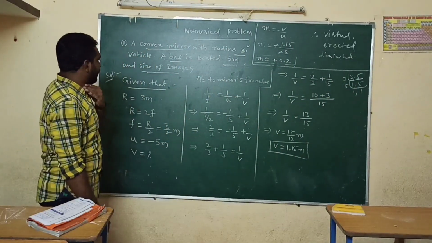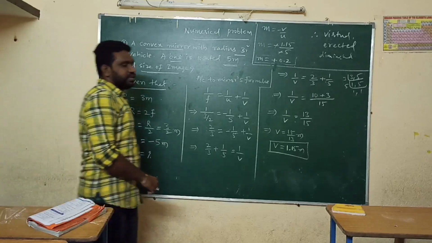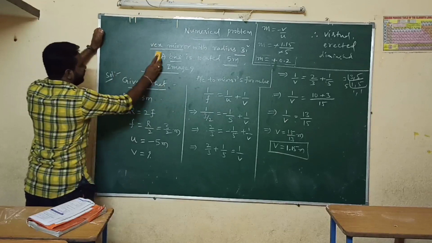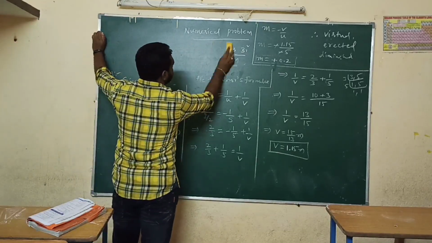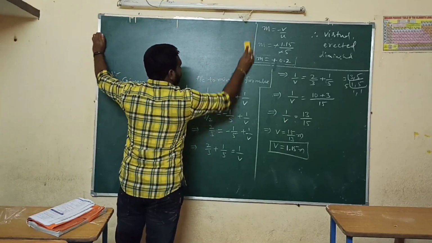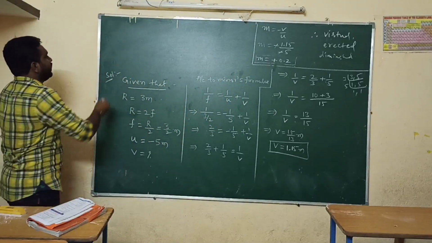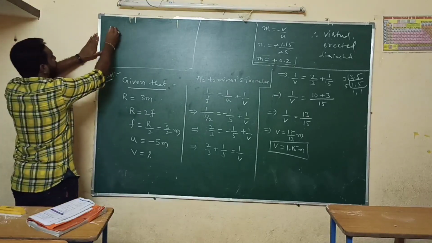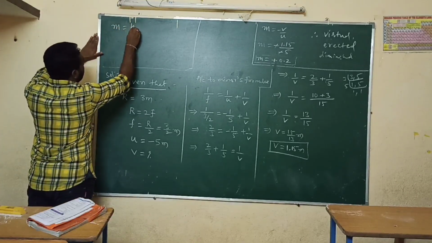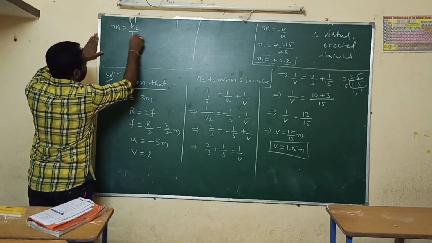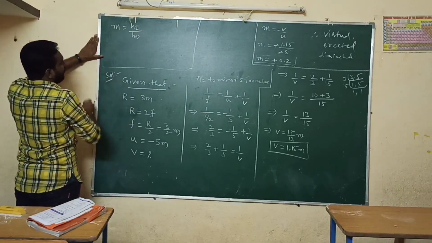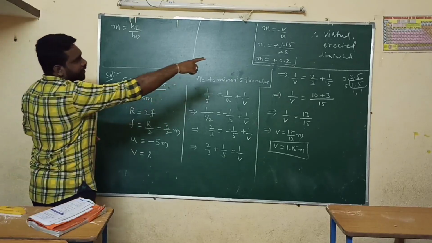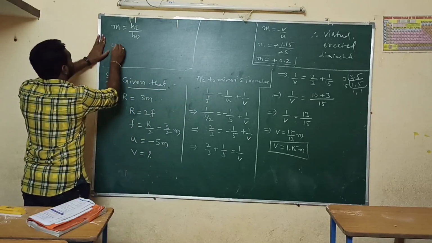So finally, what we need to find here is the size of the image. To find the size of the image, we will consider m equal to hi by ho, the size of the image over the size of the object. So what is the m value here? We got the m value 0.2.